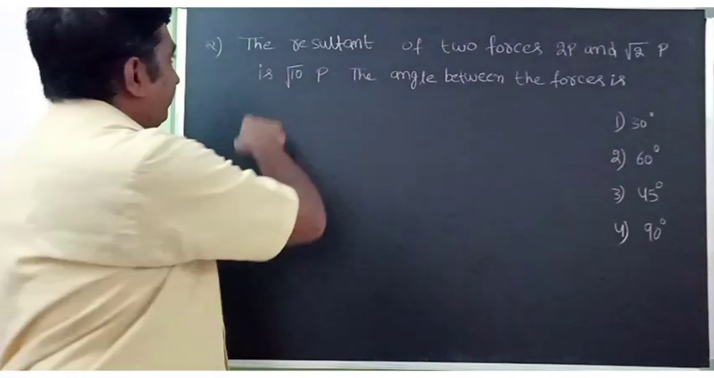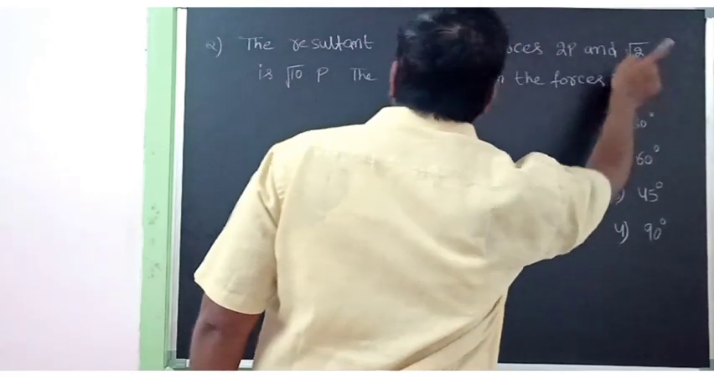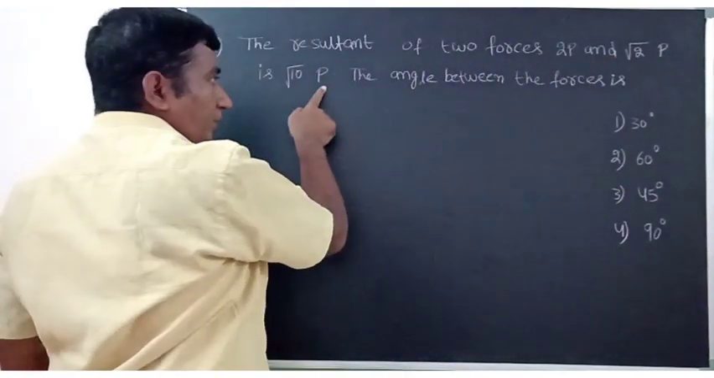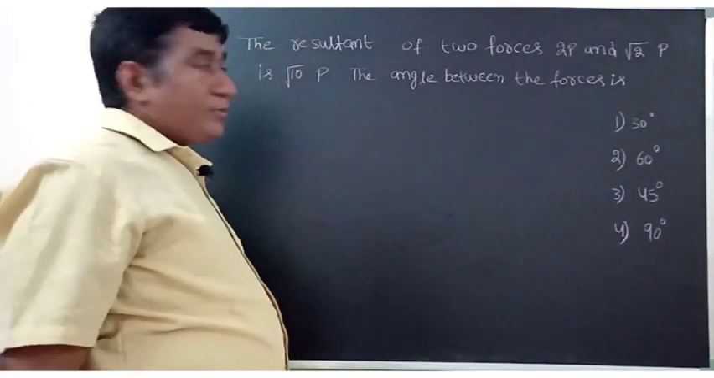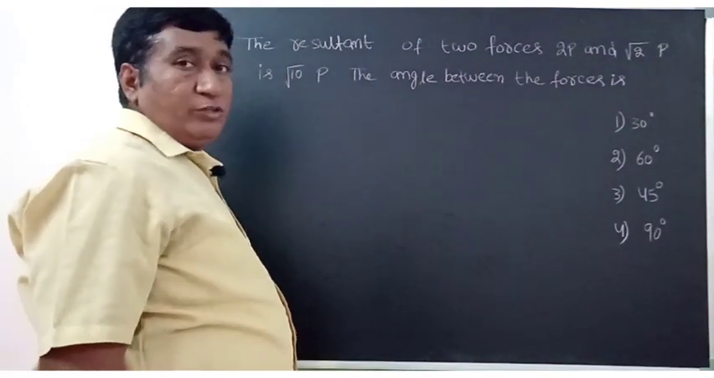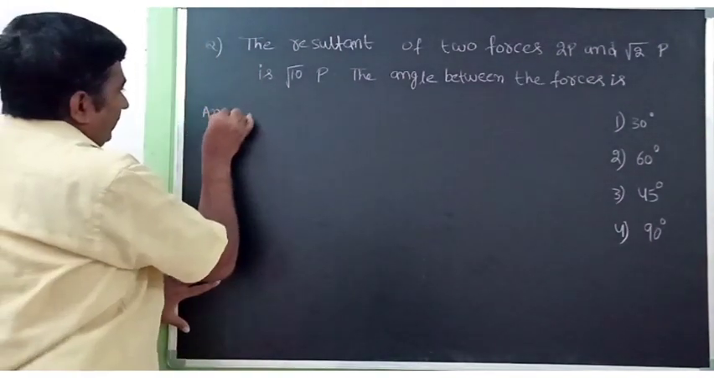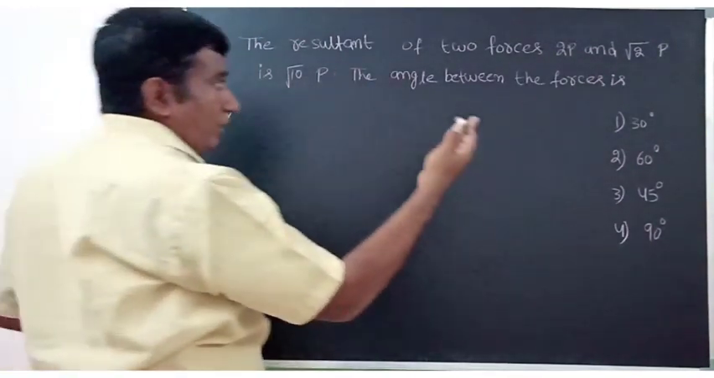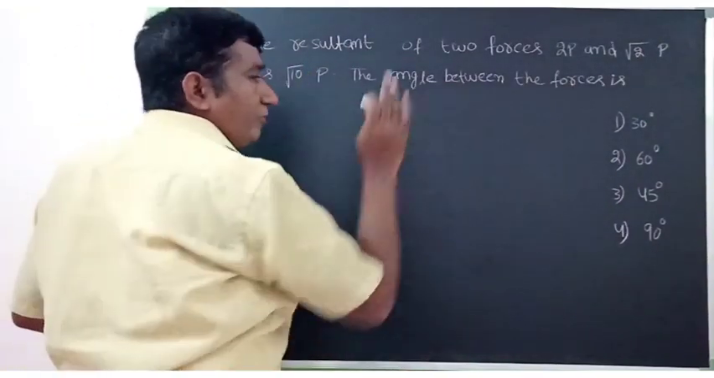Next question. The resultant of two forces 2P and root 2P is root 10P. The angle between the two forces. Here they are asking the angle between the two forces. So they have been given F1, they have been given F2, and the resultant force also they have been given. We should have to find the angle between them.